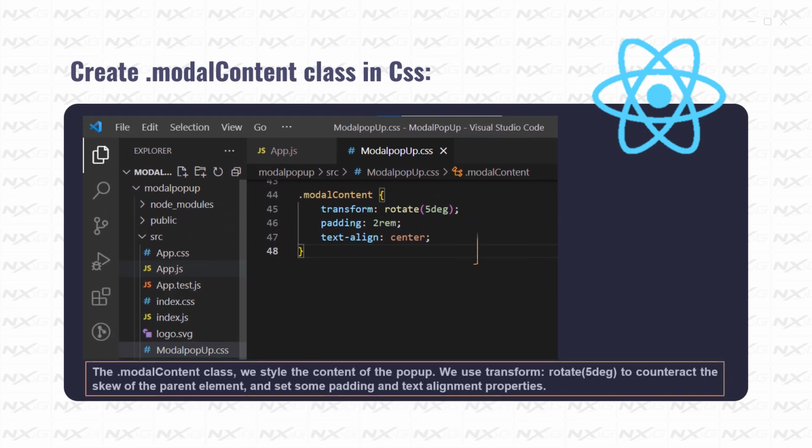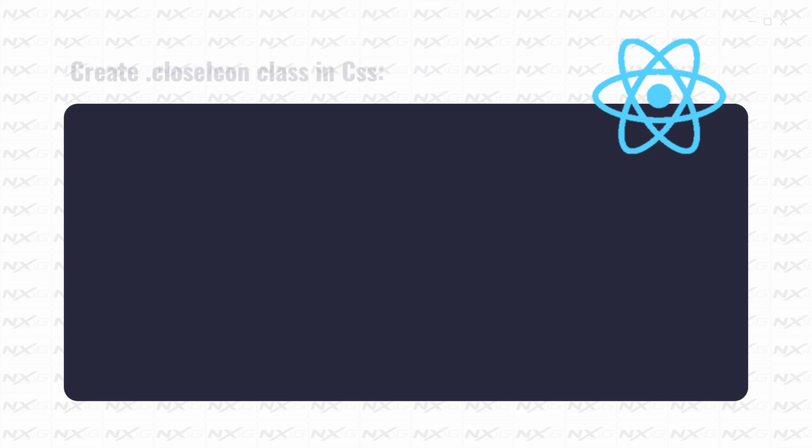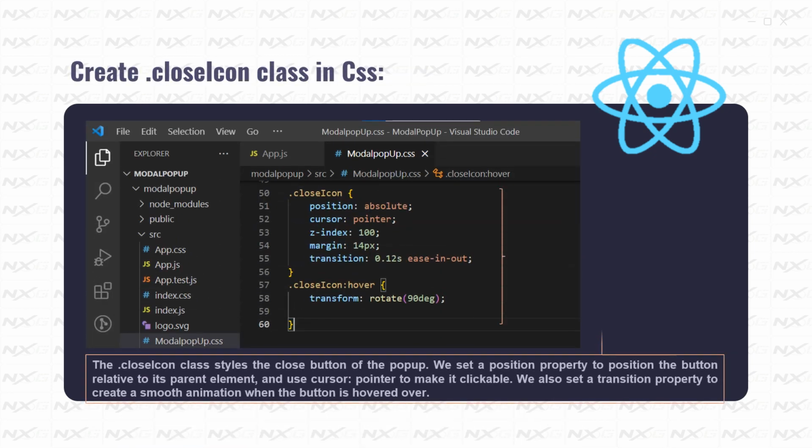Inside the .modal-content class, we style the content of the pop-up. We use transform: rotate(-5deg) to counteract the skew of the parent element and set some padding and text alignment properties. The close-icon class styles the close button of the pop-up. We set a position property to position the button relative to its parent element and use cursor: pointer to make it clickable. We also set a transition property to create a smooth animation when the button is hovered over.